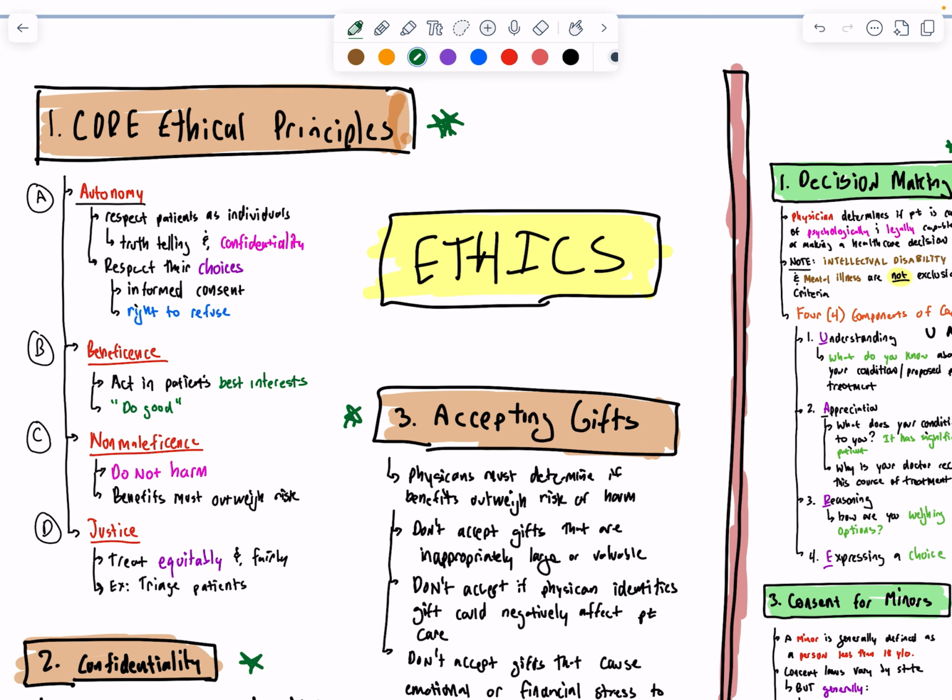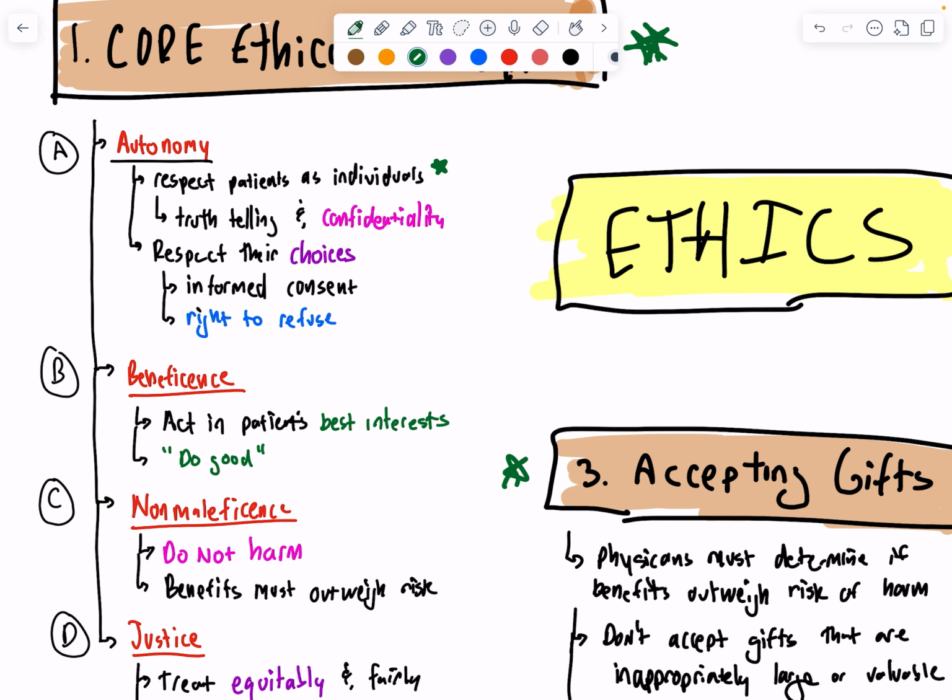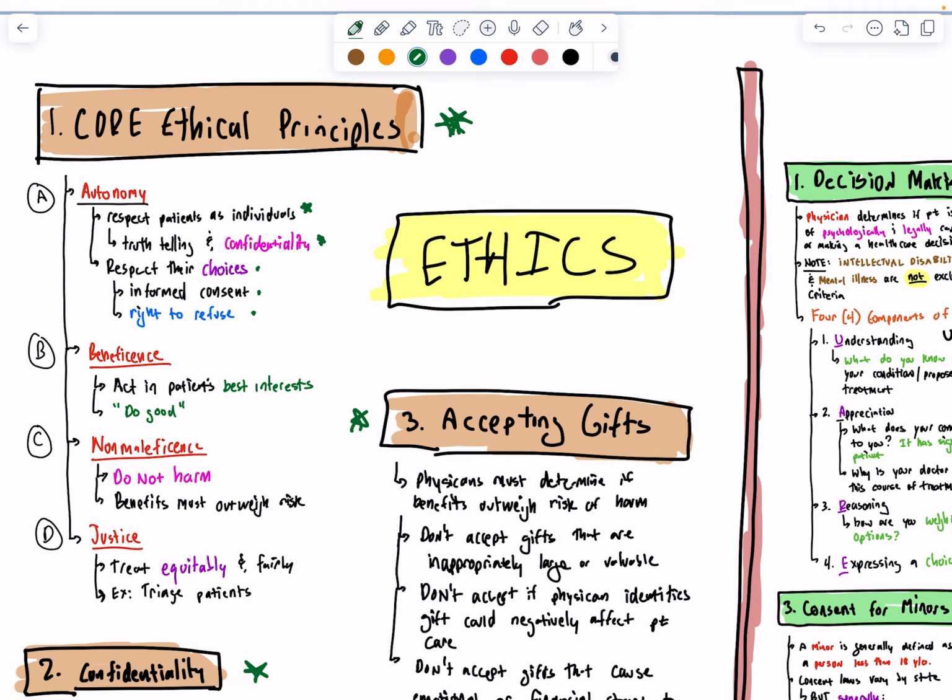All right, so our first core ethical principle is autonomy. This is just respecting patients as individuals, making sure to tell the truth, respect their confidentiality, respect their choices, informed consent, and respect the fact that they have the right to refuse treatment, provided they have capacity and they can opt out. All right, then we have beneficence, which just means act in the patient's best interests, do good, generally speaking.